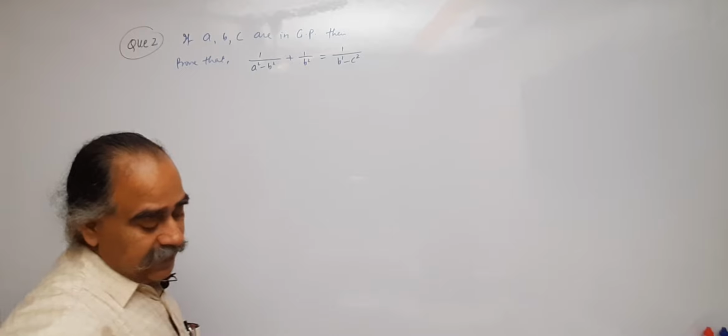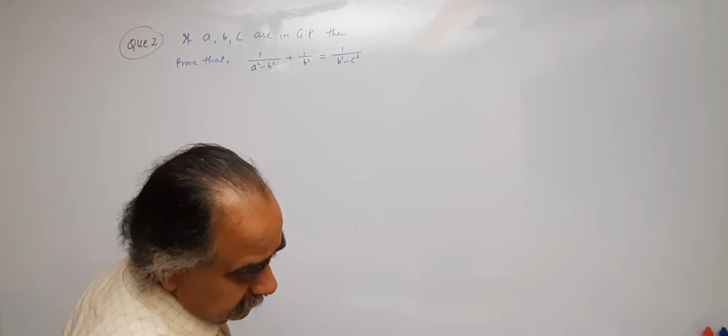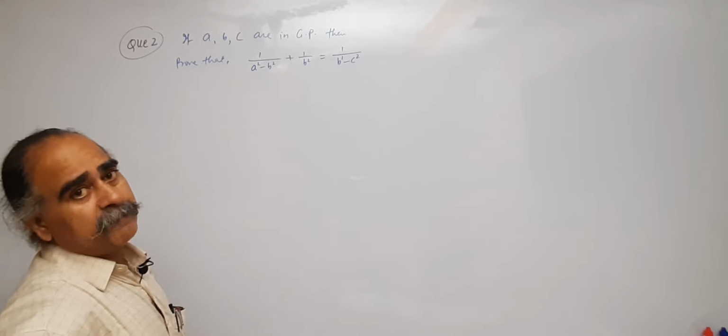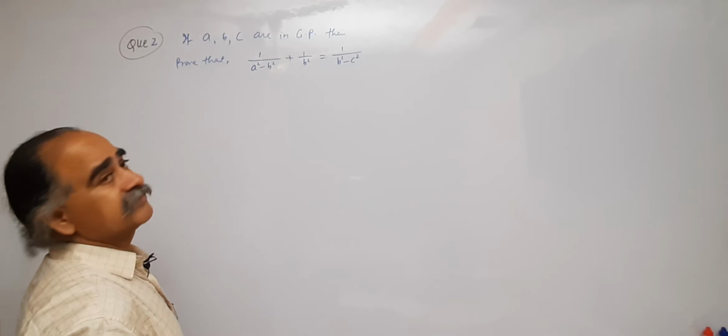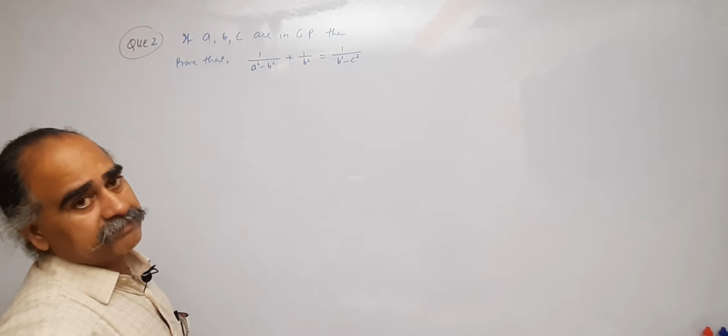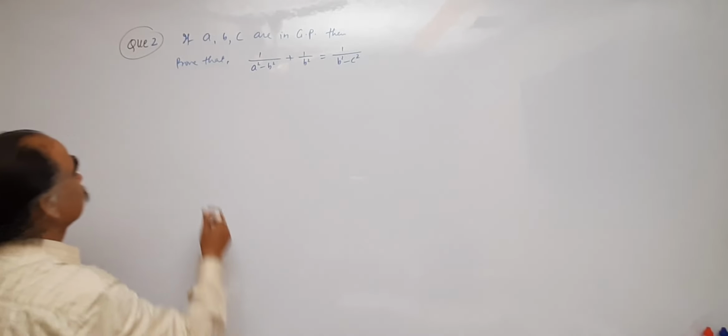If A, B, C are in GP, then prove that 1 upon A square minus B square plus 1 upon B square is equal to 1 upon B square minus C square.